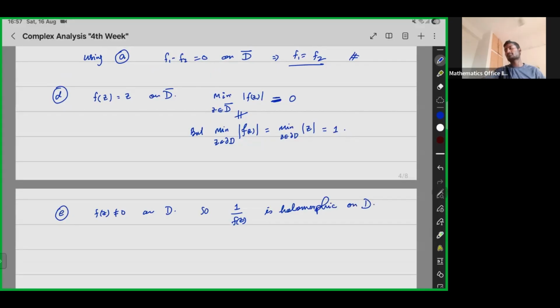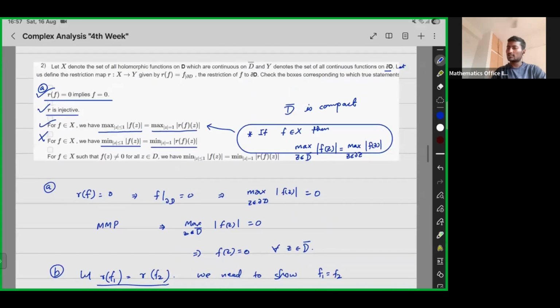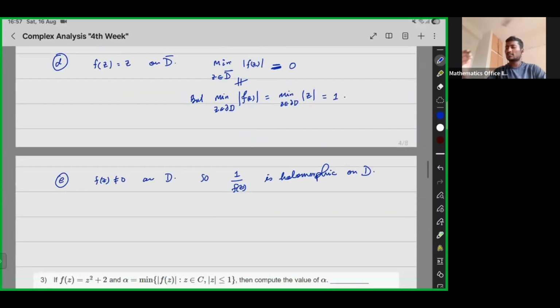One more thing. Do we require this D actually? So f(z) is non-zero, and also it is given that it is continuous, including the boundary. So now my question is this: 1 by f(z), is this continuous on D bar or not? You tell me. Or we do not need to.